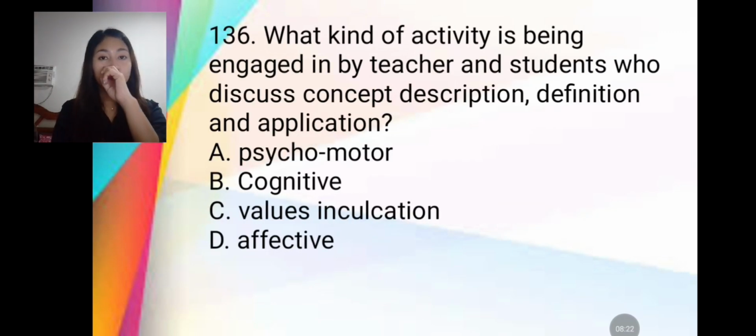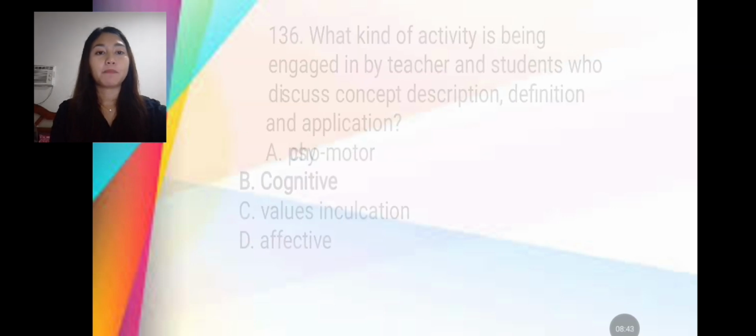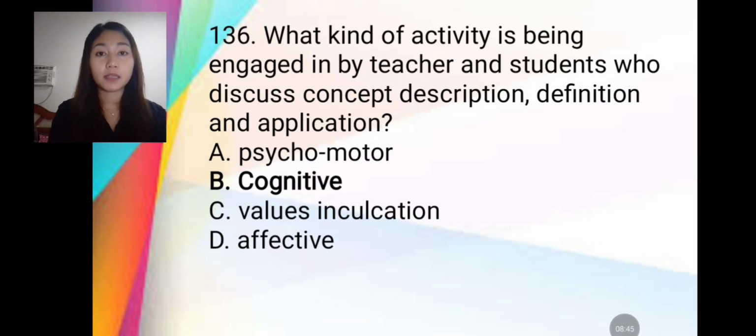Next is, what kind of activity is being engaged in by teacher and students who discuss concepts, description, definition, and application? So, is it letter A, psychomotor, B, cognitive, C, values inculcation, D, affective? So, the answer is letter B, cognitive. So, why not A, C, and D?